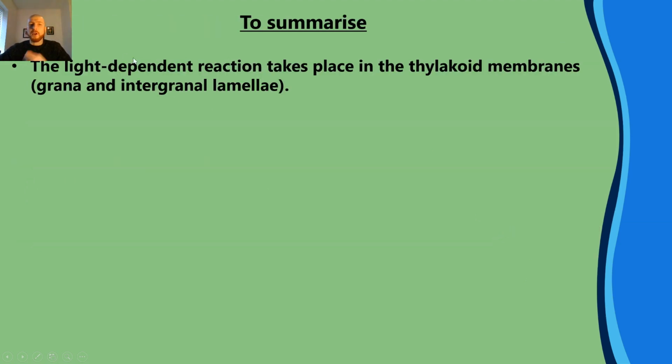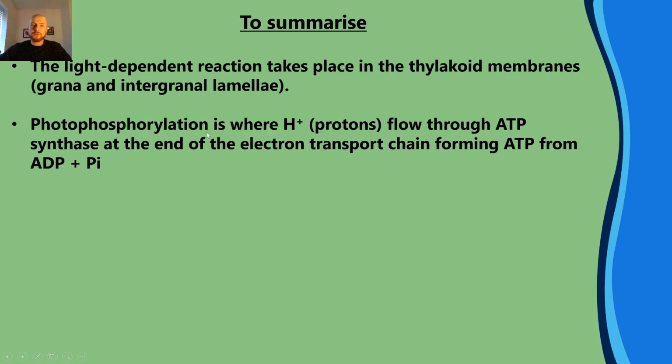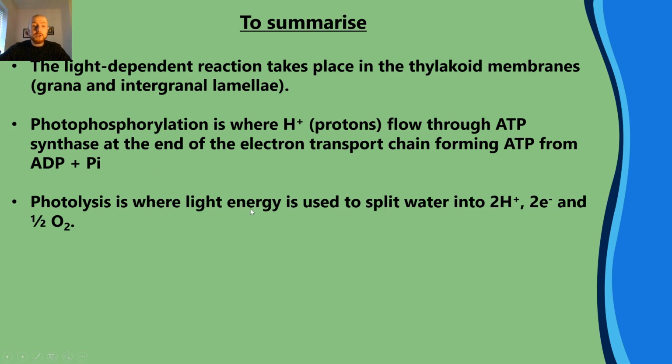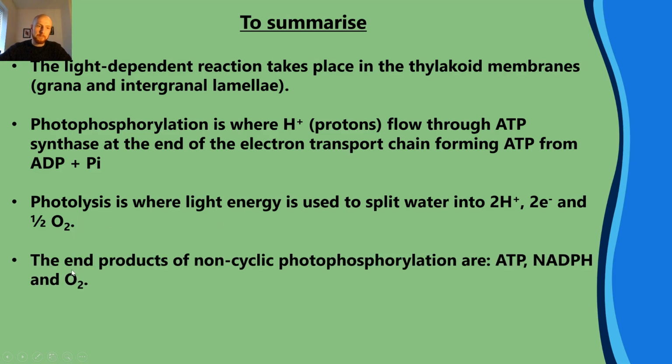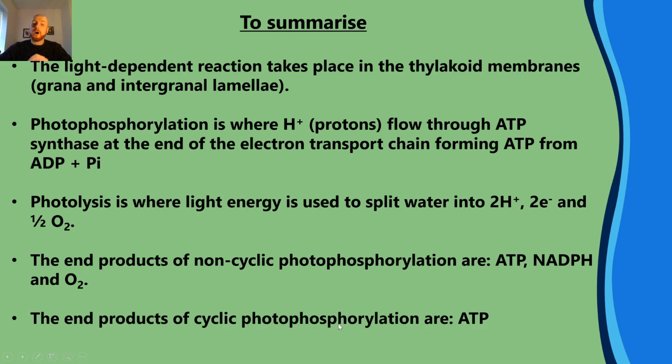So to summarise then, the light-dependent reaction takes place in the thylakoid membranes, which is the grana and the intergranal lamellae. And remember, grana is the plural, granum is the singular. Photophosphorylation is where protons flow through ATP synthase at the end of the electron transport chain, forming ATP from ADP plus Pi. Photolysis is where light energy is used to split water into 2 protons, 2 electrons, and half an oxygen. The end products of non-cyclic photophosphorylation are ATP, NADPH, and O2. The end products of cyclic photophosphorylation are just ATP.